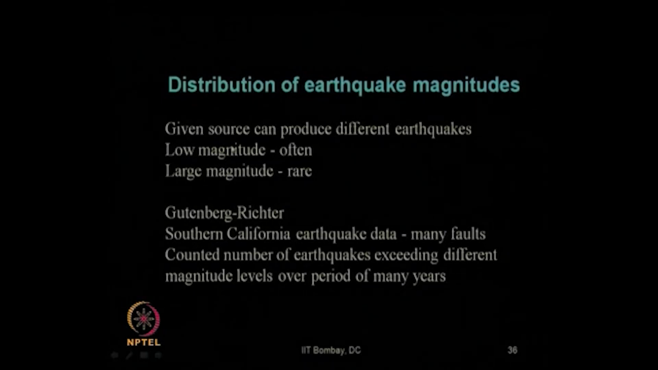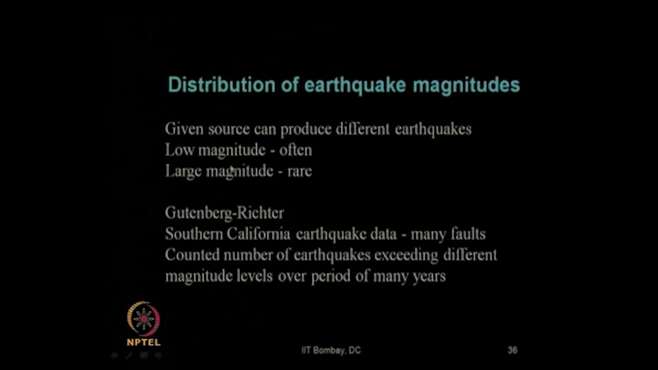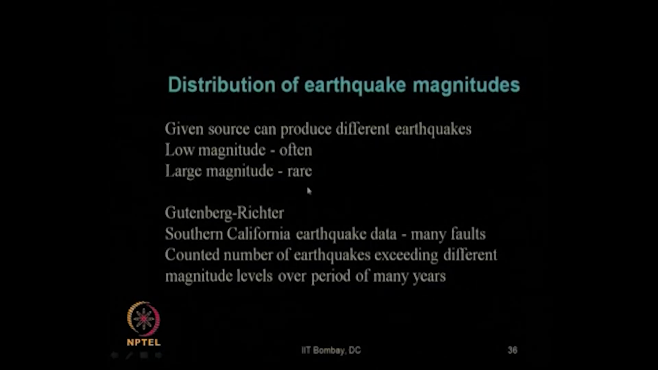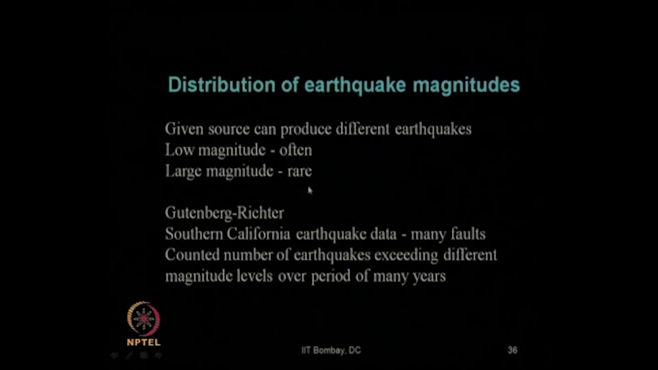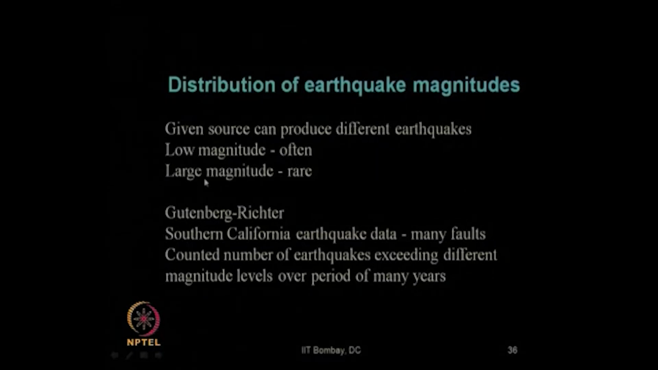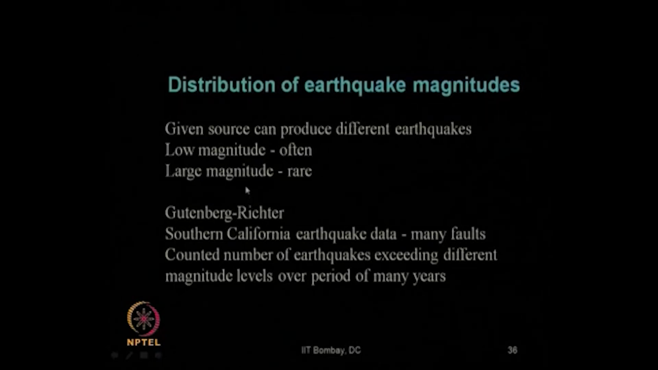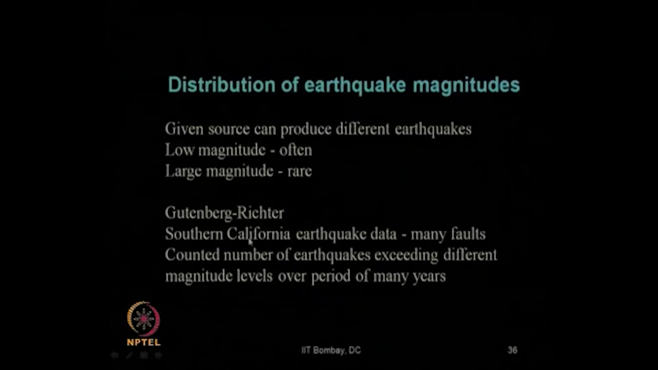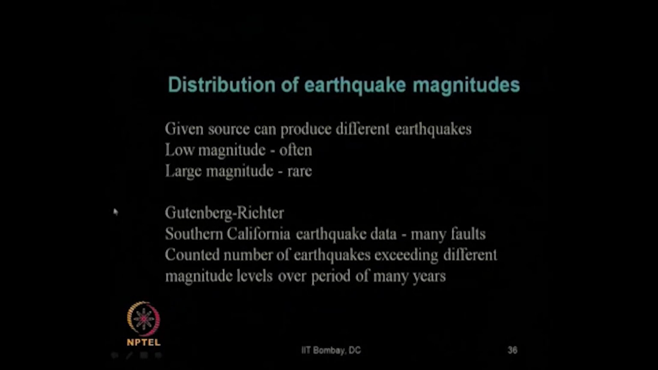A given source can produce different earthquakes. For example, generally the low magnitudes will occur very often, whereas large magnitudes will occur very rarely for a particular site, which is quite obvious. Say a magnitude of 4.5 or 5 or 5.5 occurs so many times, whereas a magnitude of 7.5 in the same source occurs very few times. So, that number of occurrences of earthquakes we need to find out. For that we need to use the Gutenberg-Richter relationship, which we will see very soon.